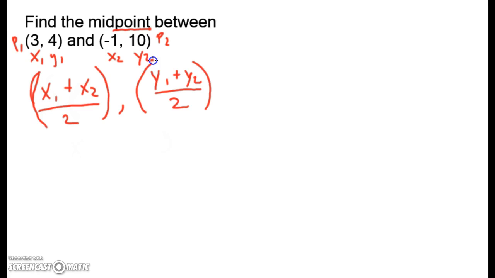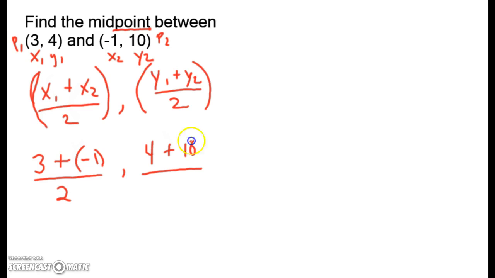So X1 plus X2 would be 3 plus -1. And then we're going to divide that by 2. And Y1 plus Y2 would be 4 plus 10. So 10, not a 16, divided by 2. And then you just finish solving.